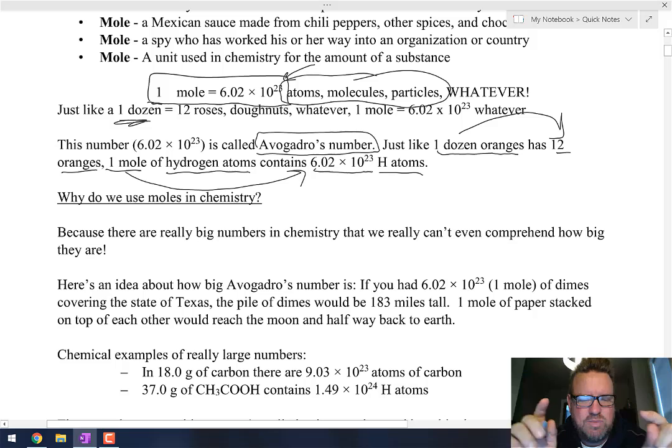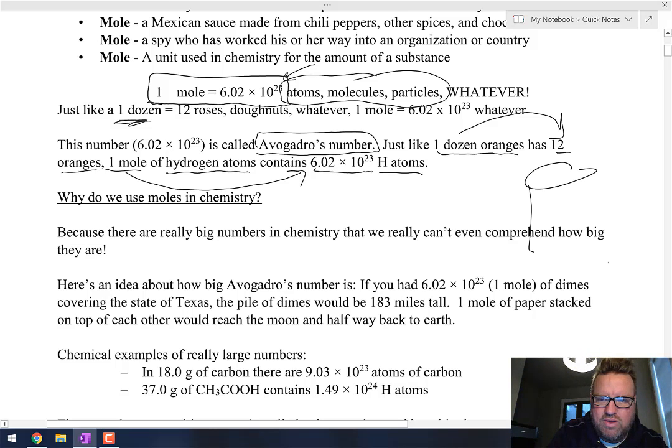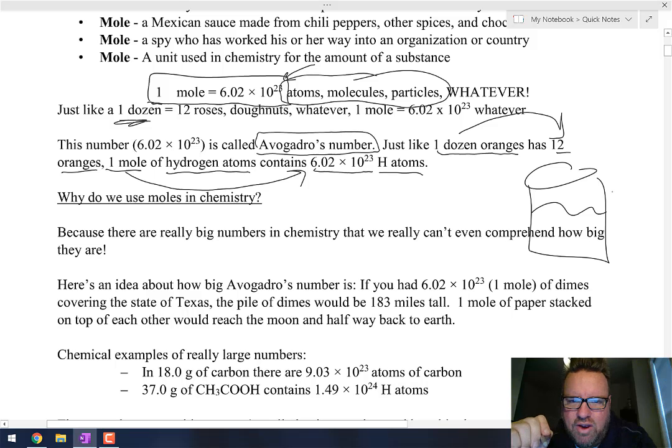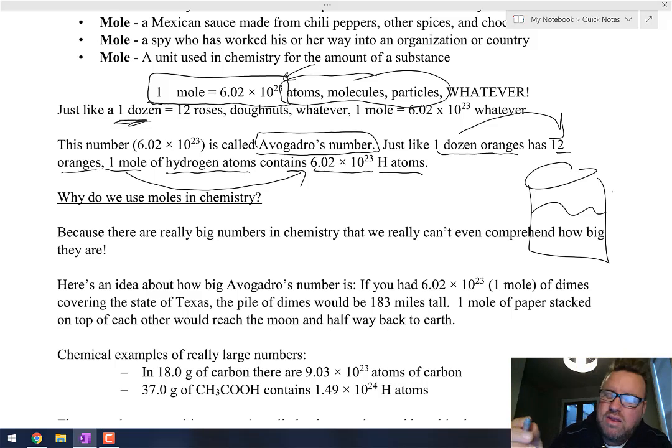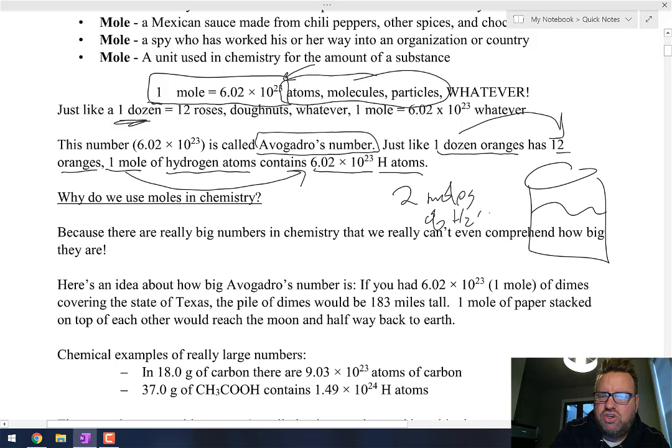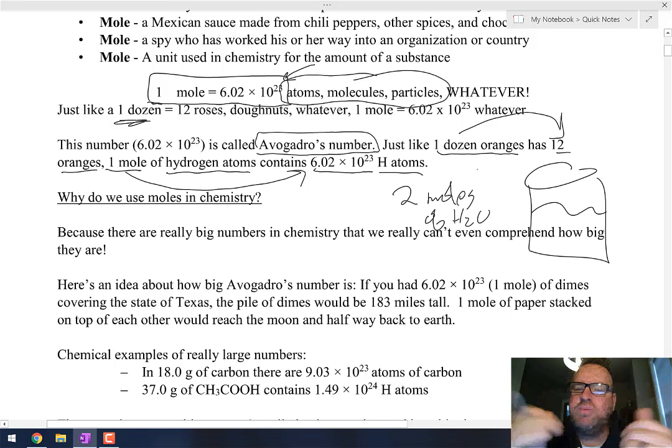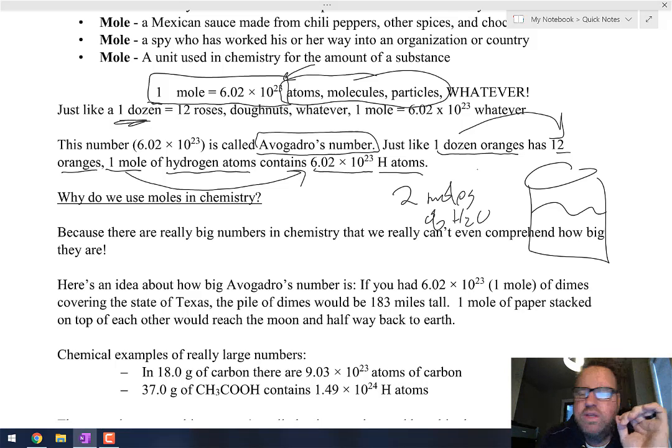The reason is, if you think about just a regular glass of water, and I ask you how many water molecules are in there, the number's so big that it's hard to even say. But because you can convert that to moles, you might say there's probably about 2 moles of H2O in a glass of water. Isn't that a much more reasonable answer rather than, well, Mr. Johnson, technically there are 1.204 times 10 to the 24th water molecules, you know what I mean?